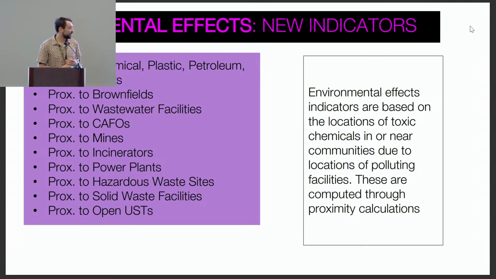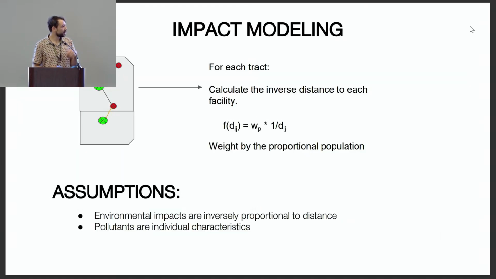For the environmental effects, this is generally for production facilities and chemical plants, so we have proximities to petroleum and rubber plants, brownfields, CAFOs, mines, incinerators, and so forth. These are things that are generally parts of industry, and so we check how close certain localities are to these facilities, and then that number is how we determine the impact for that locality.